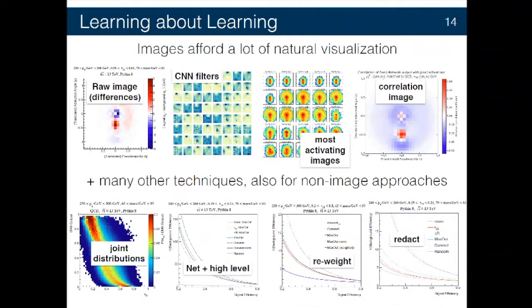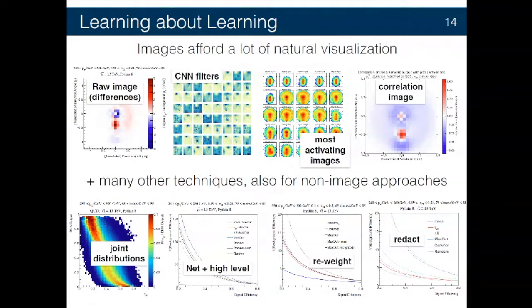And there are many techniques for doing that. Images are quite nice because they afford a lot of natural visualization. I've shown up here 8 different plots, which are different ways of visualizing what the algorithm might be learning. If you have just jet images, the nice thing is the images themselves tell you something about what could be learned. I showed the images earlier, those image differences. This is the same kind of thing. Imagine you have 2 images and you just take their difference from the 2 different classes. It tells you what is the average information available for me to learn.